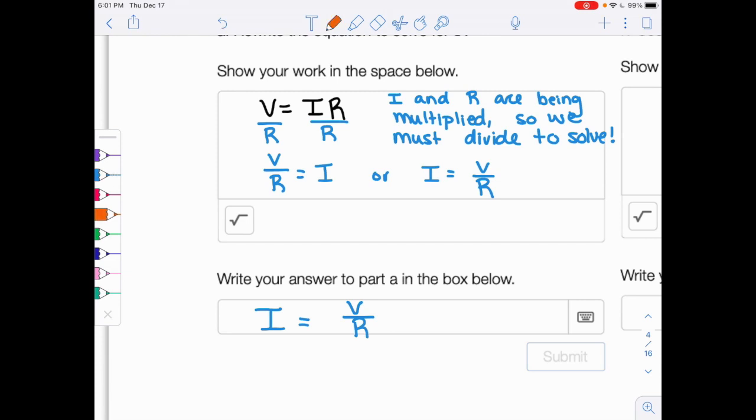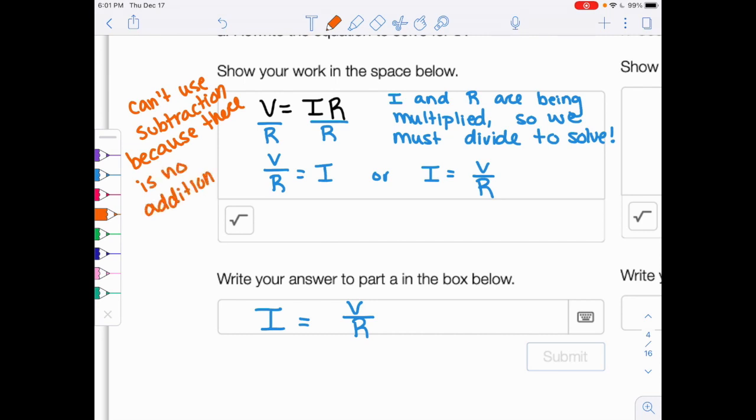We can't use subtraction here because there is no addition in the equation. We only use subtraction to undo addition, and we don't have addition, so we can't do that.